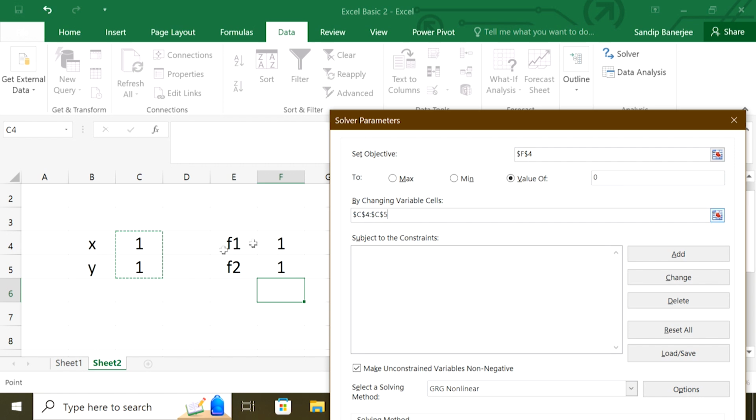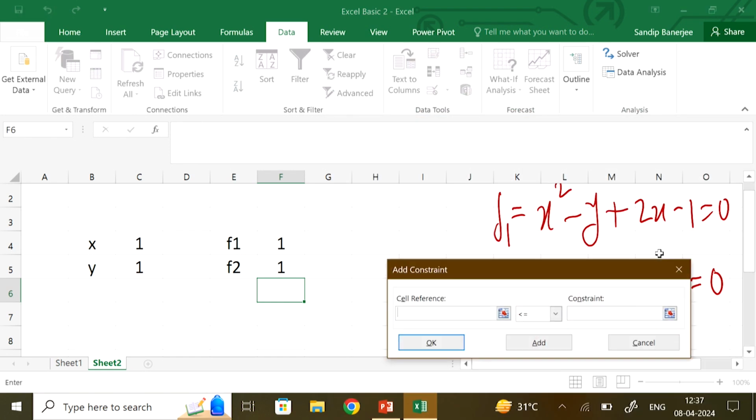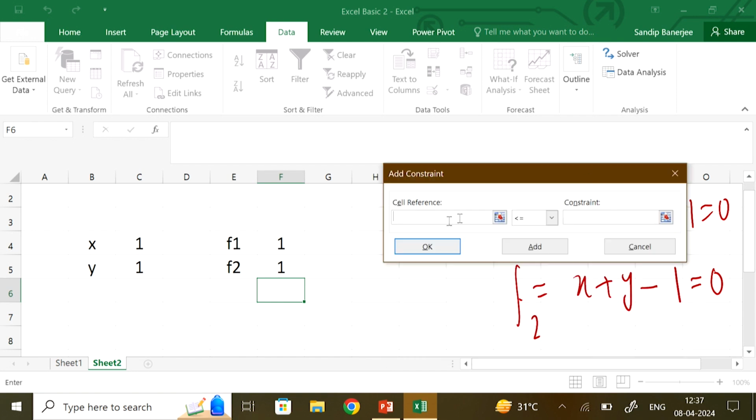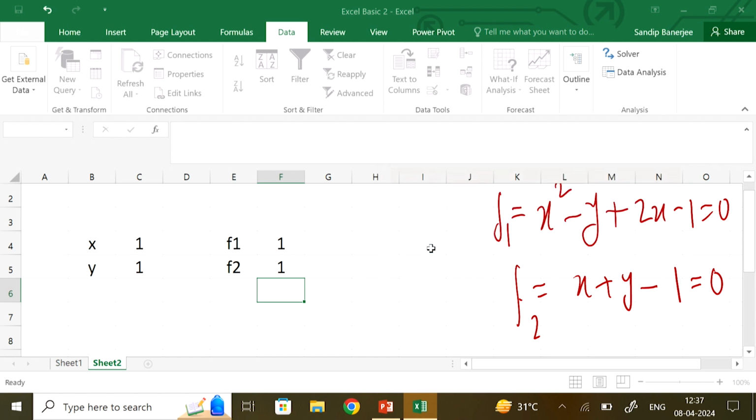So, C4 and C5, these two. Now, subject to constraint. Here the constraint is that my f2 also has to be 0 for whatever changing values of x and y. So, you click this add. The moment you click add, now you have the cell reference. So, this is my f2. This has to be equal to 0, not less or equal to 0. So, I put an equal to and I put a 0 and I put OK.